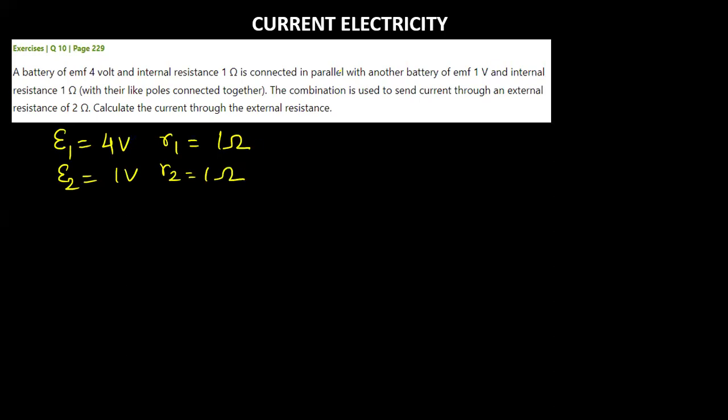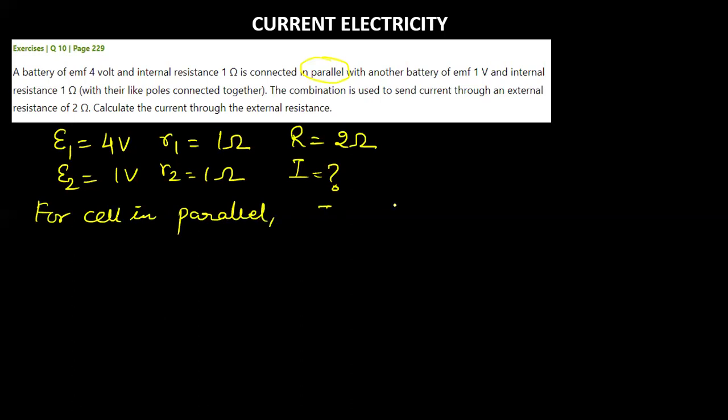They are told they are connected in parallel combination. The combination is used to send a current through an external resistance. External resistance is always denoted by capital R, that is 2 ohm. Calculate the current I. Whenever there are cells in parallel, the current I is equal to E equivalent upon R plus R equivalent.